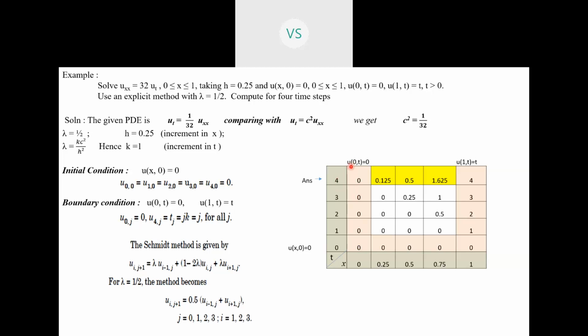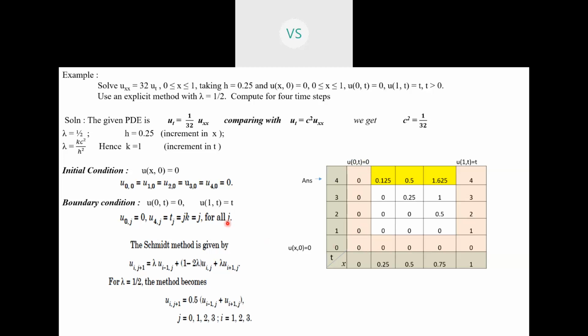Is that clear to you? U at x is equal to 0 and at any time t, u is equal to 0. So you have to write in this column of x is equal to 0 all the values as 0. See how I am doing. All the values we are writing 0. Why are we writing 0? Because it has told to you that when x is equal to 0, at any value of t, u will be 0. So this we have got now.